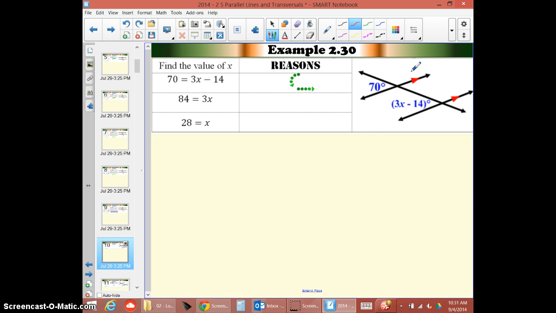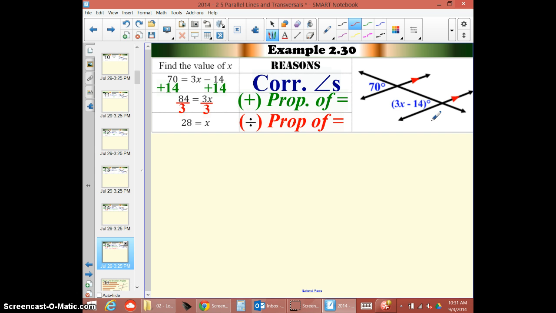So here, again, focus on the diagram. I look at 70, and I look at this angle. They are corresponding angles, so I know that they are congruent. So I set them equal to each other because of corresponding angles, and then I add the 14 over using the addition property of equality. I divide by 3 with the division property of equality, and I end up with x equals 28. Okay? All I used was the fact that these two angles are congruent. And when I know they're congruent, I can put them equal to each other.